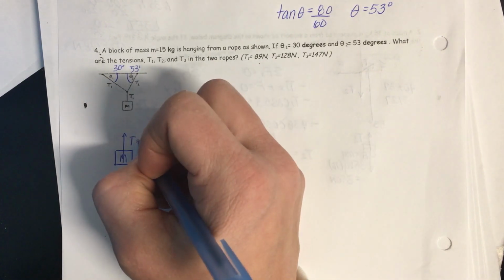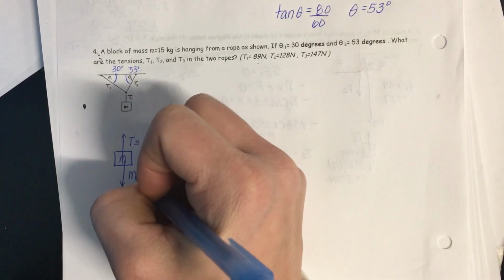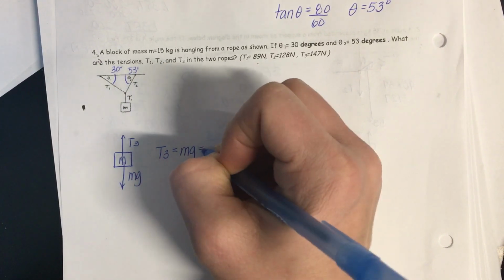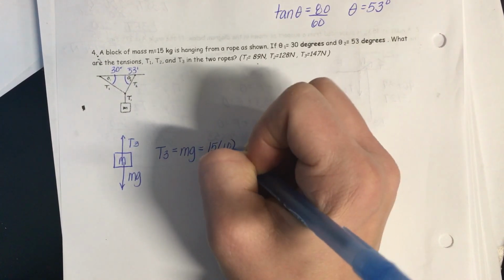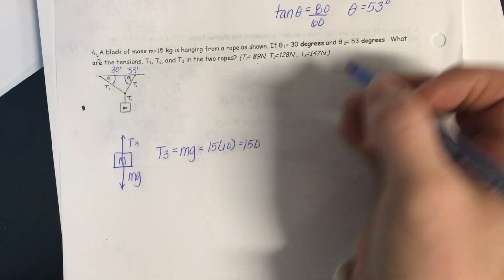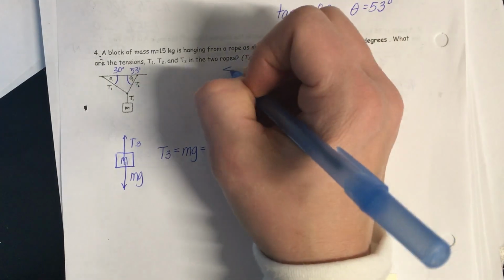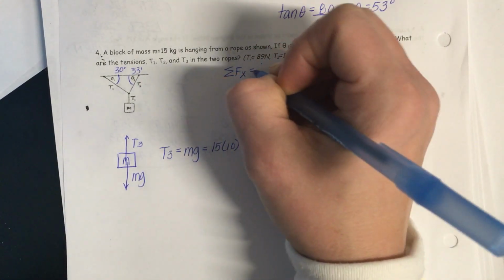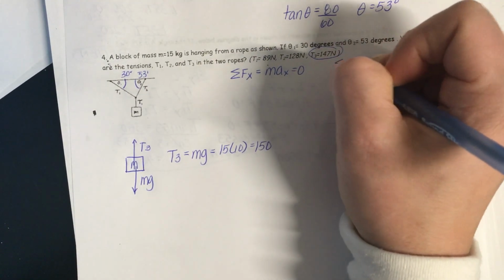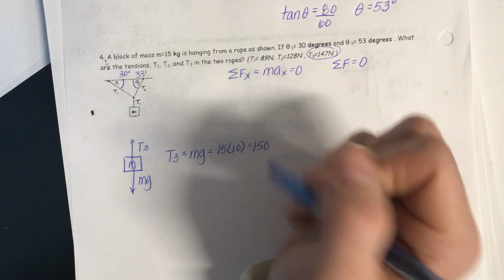Again, they tell you the mass of the block. And so you know that T3 is equal to the weight of that block, which is 15 times 10. So 150. And that is where they got T3 from. Again, you're going to do the sum of the forces in the x direction and the sum of the forces in the y direction and add them together.